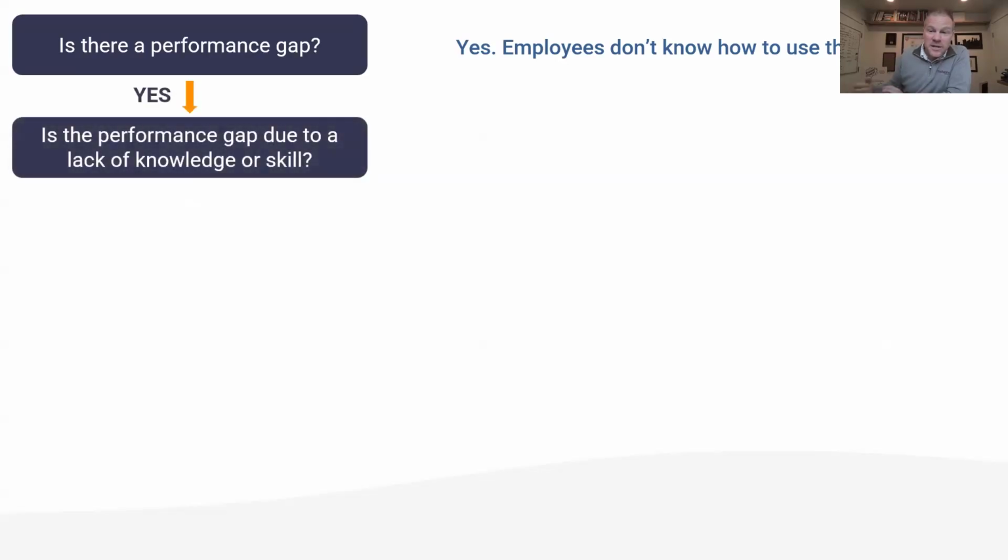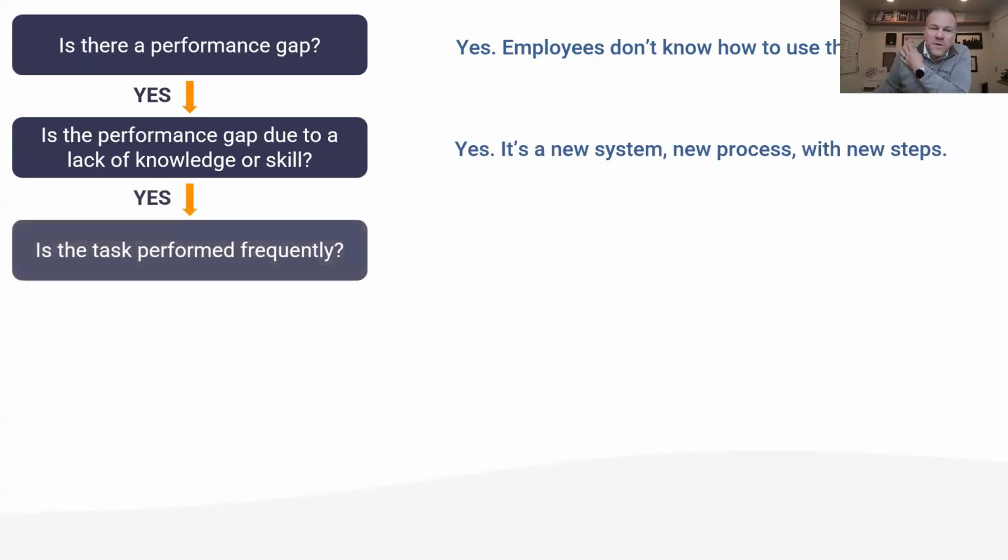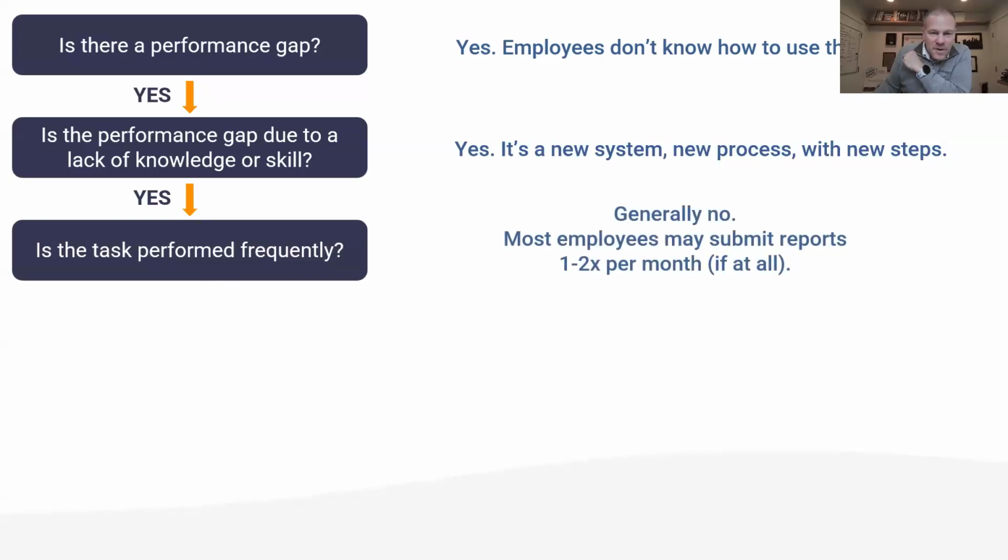The next question is, is the performance gap due to a lack of skill or knowledge? The answer is yes. It is a new system, a new process with new steps. It's looking good, maybe we do need training here. Is the task performed frequently? The answer here is generally no. Most employees might submit reports maybe one or two times a month. A lot of people don't necessarily travel or need expenses reimbursed. So some people will need it, a lot of people won't.